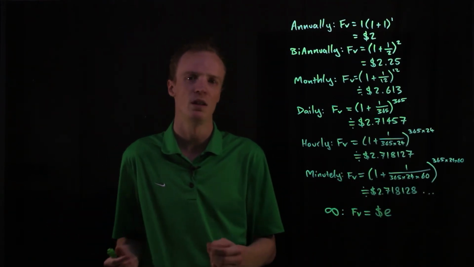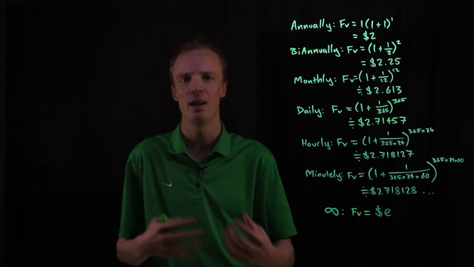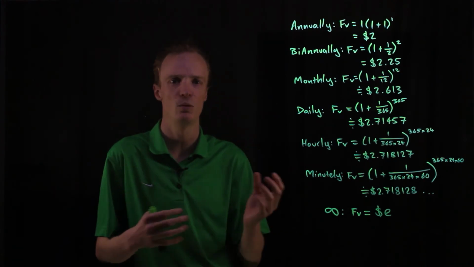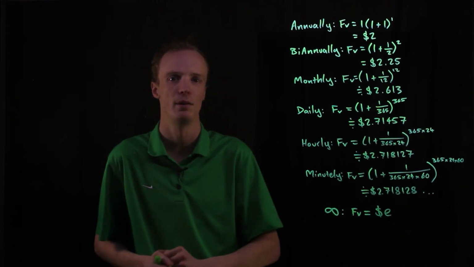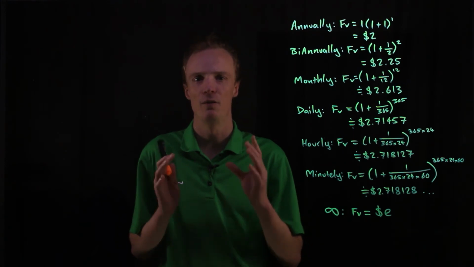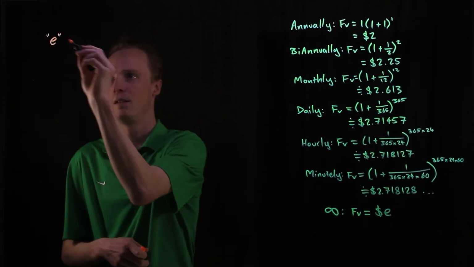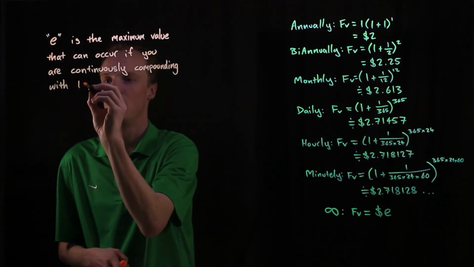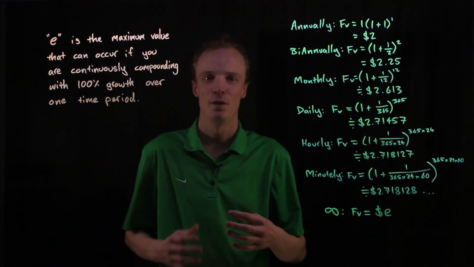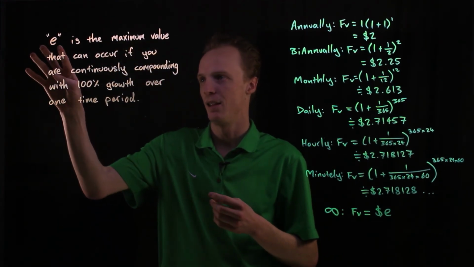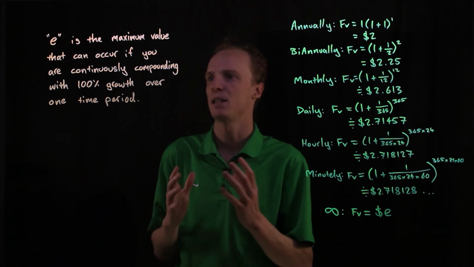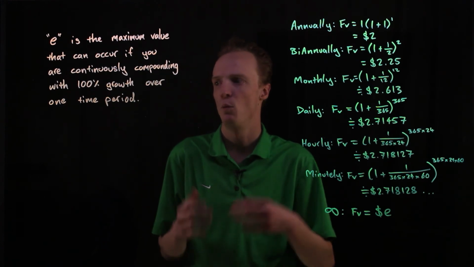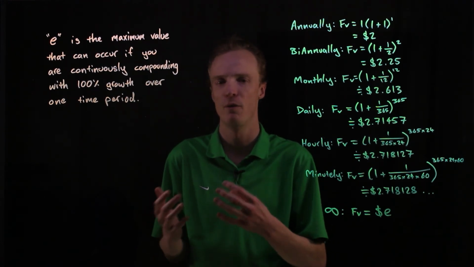But what I'm really experiencing here is the maximum value that I can get in return for a 100% growth when it's continuously compounding over one time period. And that is what the value of e represents. So the value, or the constant e, is representing the maximum value that can occur if you are continuously compounding with 100% growth over one time period.